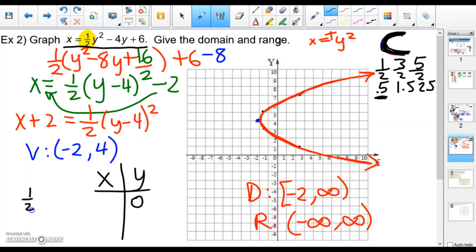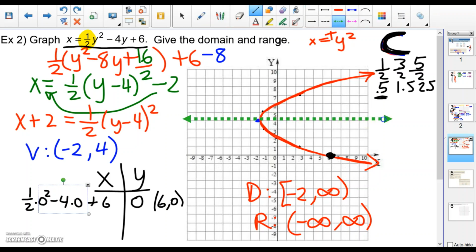You plug in 0, you have 1/2 times 0 squared minus 4 times 0 plus 6. All that 0 stuff's going to cancel out. You're going to get the 0.6 point. And so you should have a 0.6 point on your curve right there. Okay. Now, if you understand symmetry, you can almost always figure out another point by symmetry. And if you think about it, that point that I just graphed was 1, 2, 3, 4 under the line of symmetry. So you should be able to go up 1, 2, 3, 4. And there should be a point there that's symmetric as well. So you can see I kind of drew my parabola a little bit off, but it's still pretty close.